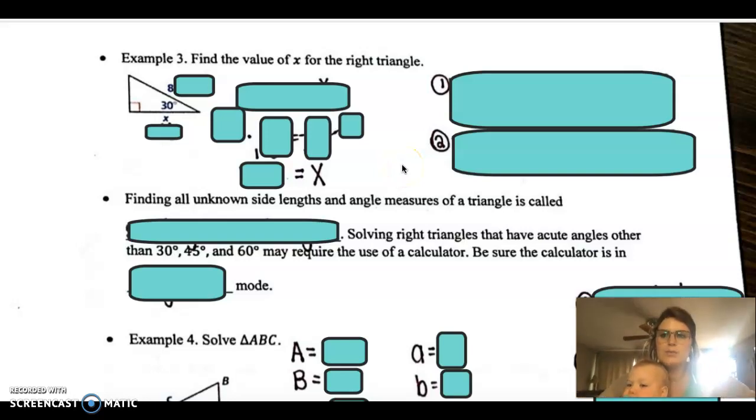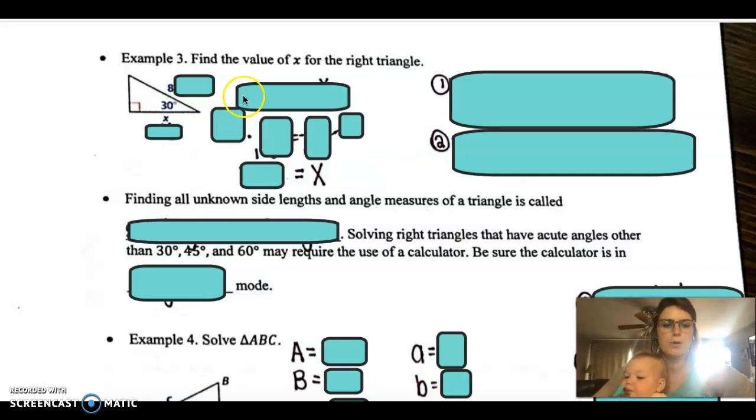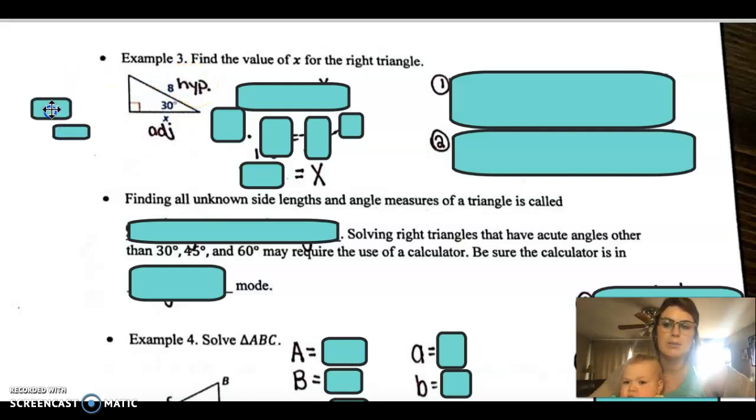Okay, so example 3 is where we left off with part 1, and we want to find the value of x for the right triangle. So they give us this triangle here. This time we have a 30-degree angle, so that means we're going to have to use that chart. So from 30, x is going to be the adjacent side, and 8 is the hypotenuse.